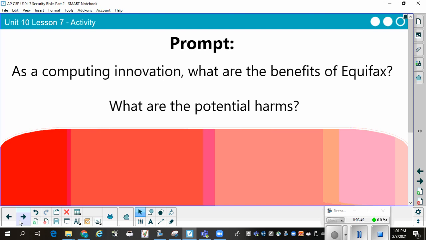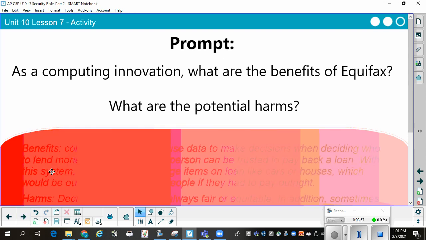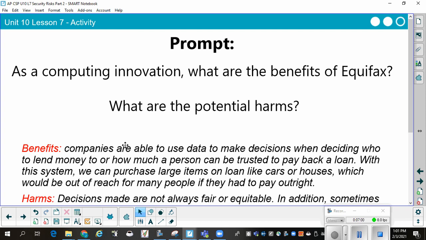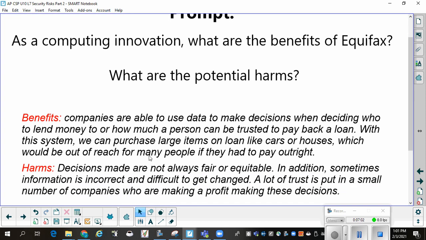The second thing you want to think about, as a computing innovation, what are the benefits of Equifax? And what are the potential harms? Benefits. Companies are able to use data to make decisions when deciding who to lend money to or how much a person can be trusted to pay back on a loan. With this system, we can purchase large items on loan like cars or houses, which would be out of reach for many people if you had to pay outright, cash down.